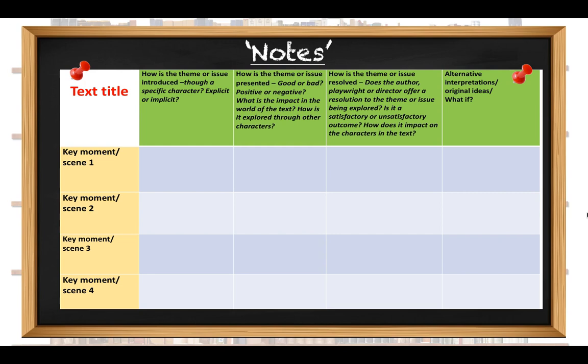So as you can see on the left, we have key moments or scenes, and across the top, there are categories for you to identify different things such as how the theme is introduced or explored, what is said about the theme, how it's resolved, and a space for our own critical interpretations. Remember how important those critical interpretations are.